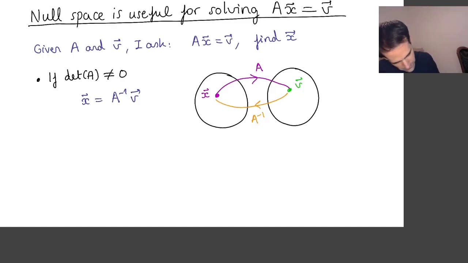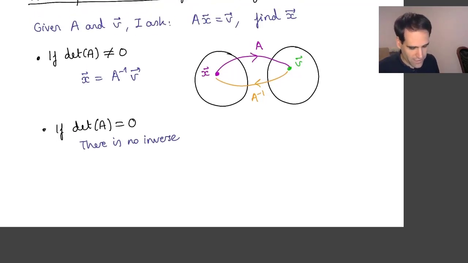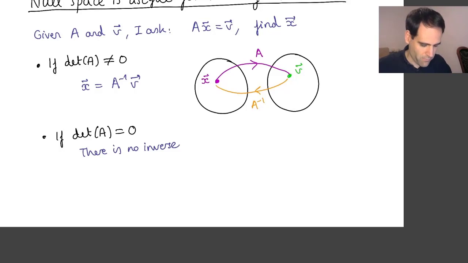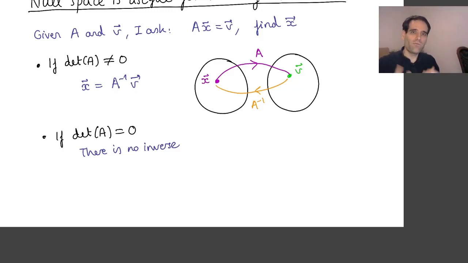But what if the determinant of A is 0? There is no inverse. So then, if I ask you what is X, find X, you would be tempted to answer that there is no answer because there is no inverse, so you cannot go back. But that wouldn't be a complete honest answer. Why not? Because actually there can be infinite values of vector X that end up in V, as you saw.